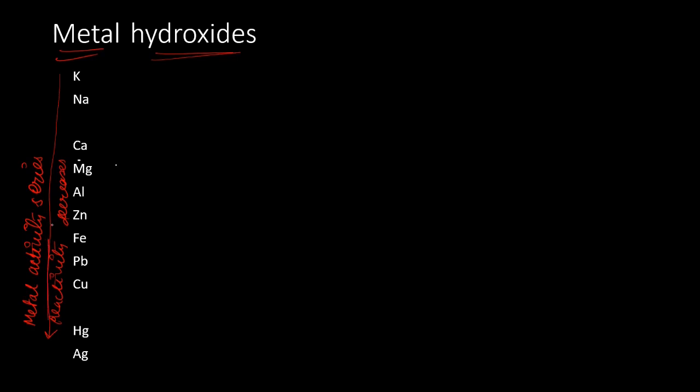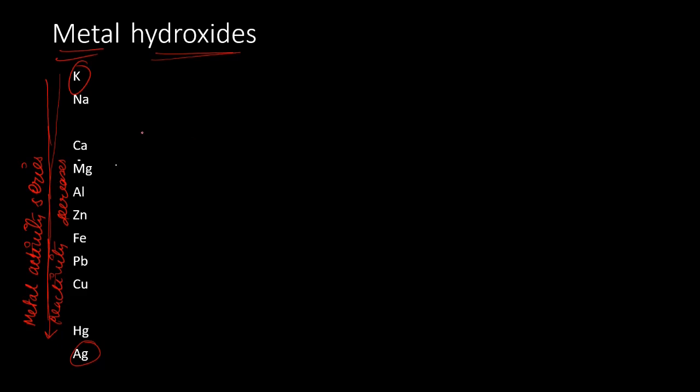So what is happening in this case? The reactivity decreases, which means the most reactive metal in the series is sodium and the least reactive is silver. That's the reason we can wear silver metal. Many people wear silver jewelry because it is not reactive. It will not easily react. Gold and platinum are even less reactive.